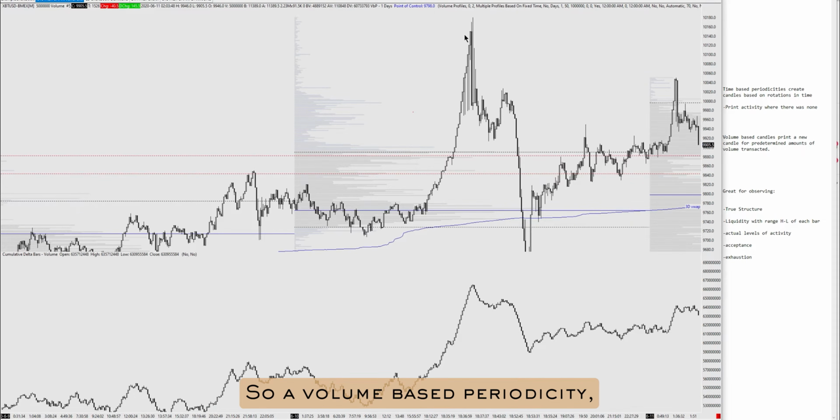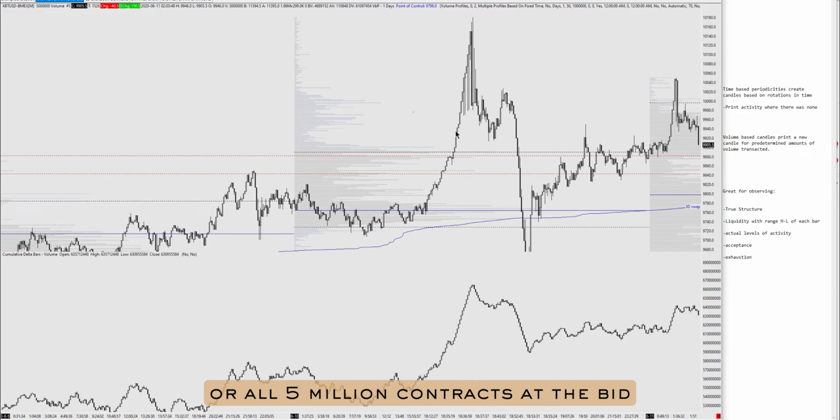So a volume-based periodicity, like we said, is in this case going to be created for 5 million contracts. So we're looking at right now a chart where each one of these candlesticks is based on 5 million contracts being traded. It doesn't matter if it was all 5 million contracts at the offer or all 5 million contracts at the bid, right? It doesn't matter what the delta is, just that there was 5 million contracts traded.